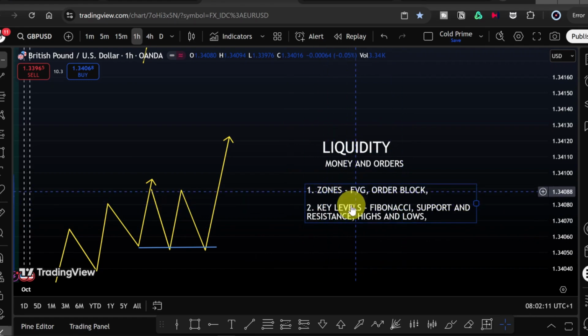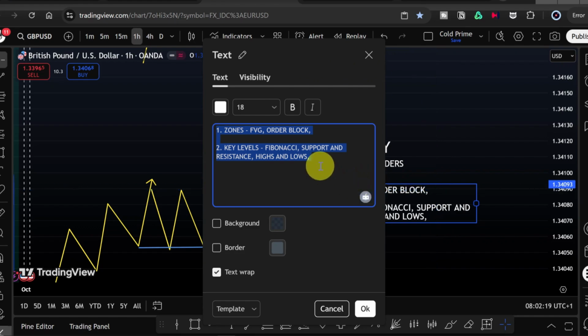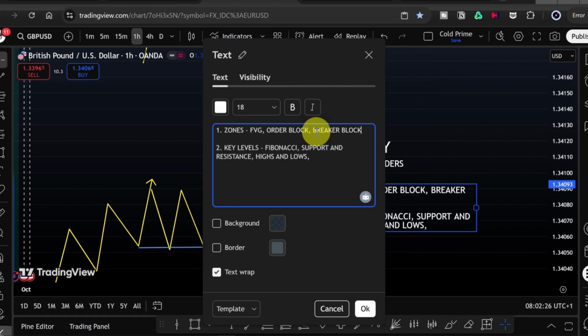I've given an example. We have the fair value gap, then we have the order block, which is the same thing as supply and demand zone. We also have the breaker block, right? I didn't even mention that. We also have the breaker block. Supply and demand, right? We have the breaker block.